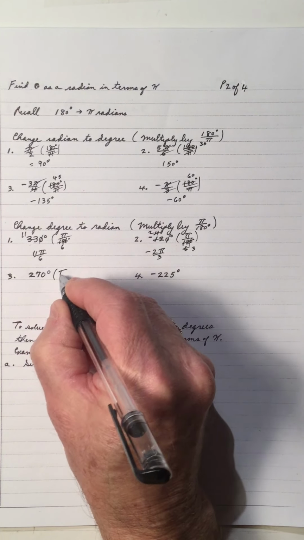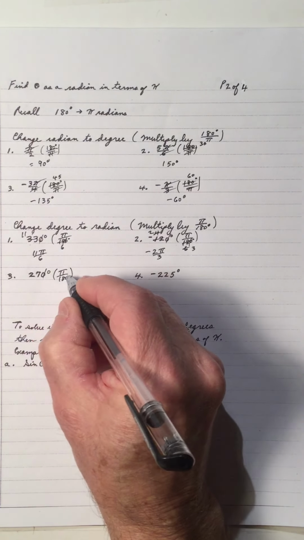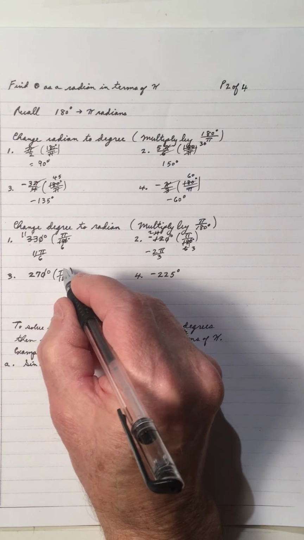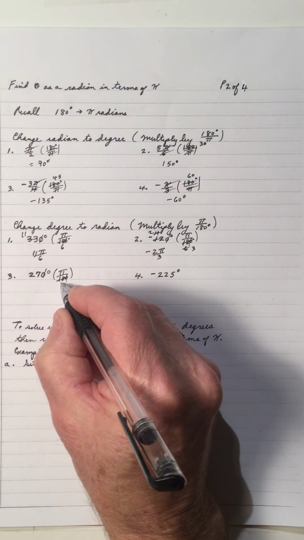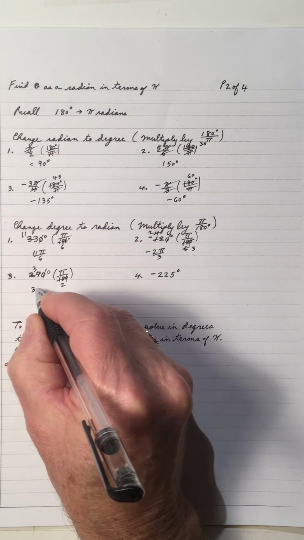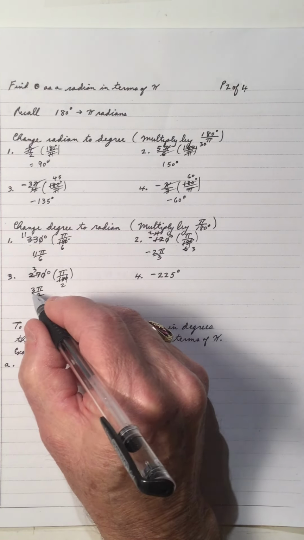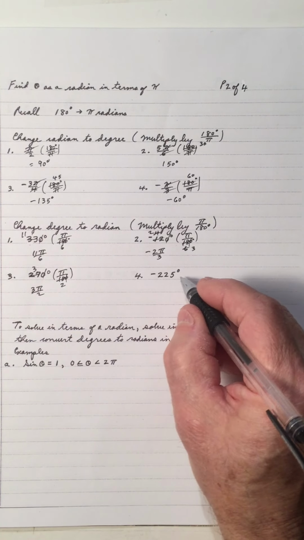270 multiplied by pi over 180. And again, the zeros cancel because we're dividing by 10. 9 into 18 goes 2. 9 into 27 goes 3. So we get 3 pi over 2. 270 is 3 pi over 2 radians.